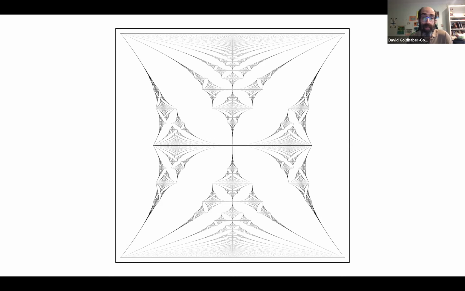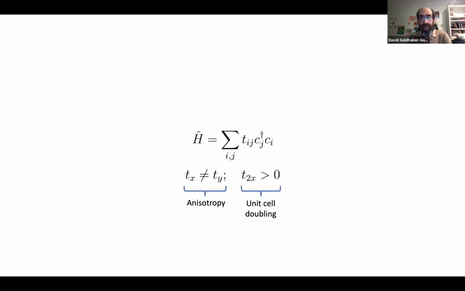isn't what we measure. We measure not in energy space, but in density. So I'll step you through how this works. But in any case, the Hamiltonian here is very simple. It's just hopping to nearest neighbors.